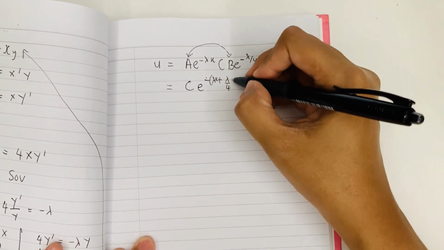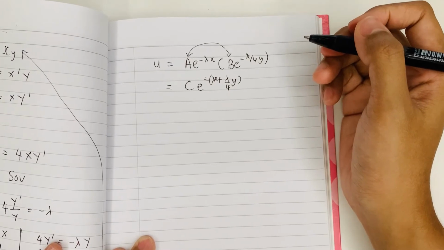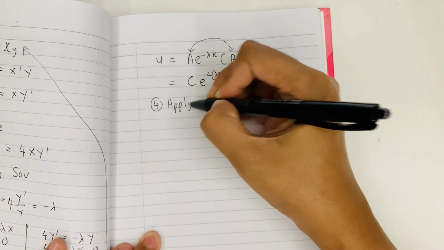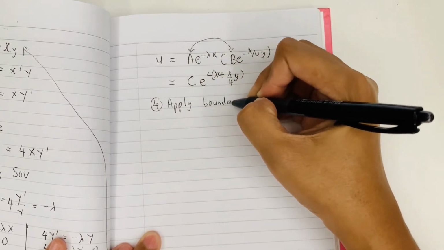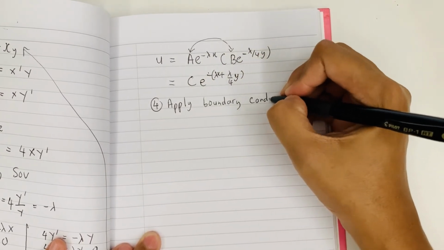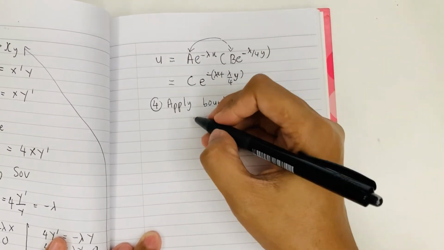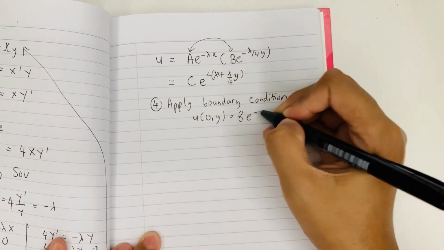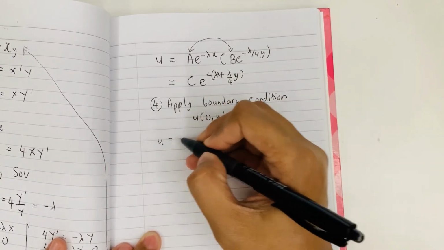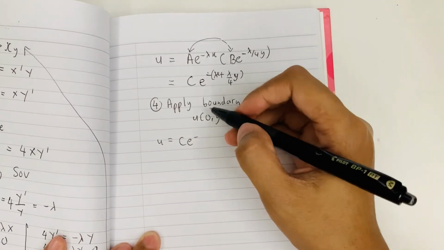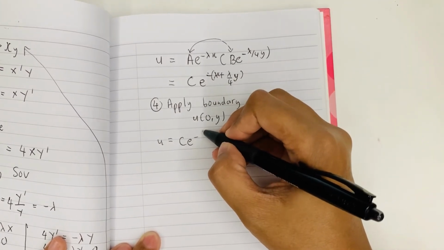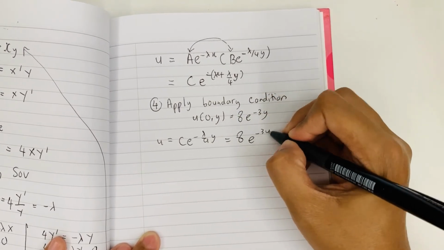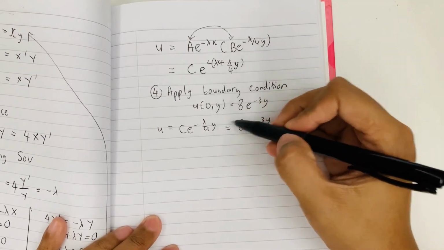We still have x and y there. Then finally, the last step for this simple method, we apply the boundary condition. No further yet, that will be saved for later. There is only one boundary condition, which is u(0,y) equals 8 e to the power of negative 3y. So you're going to replace it. That means x is 0, y is still there, and it equals 8 e to the power of negative 3y.